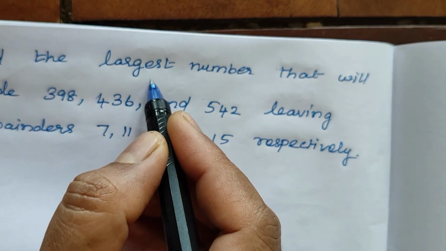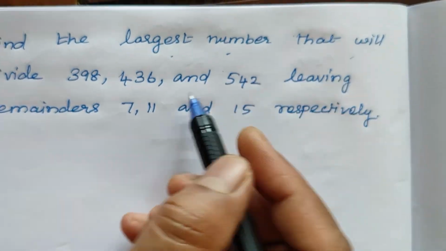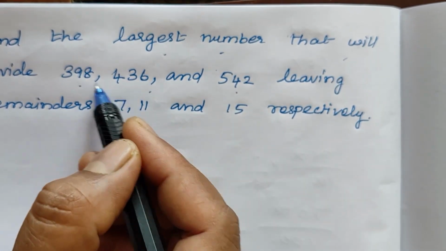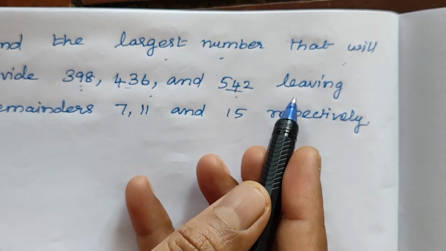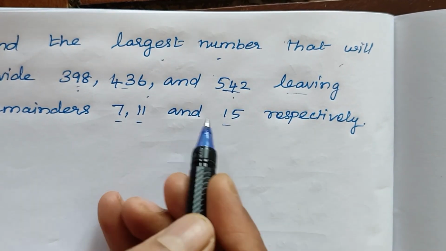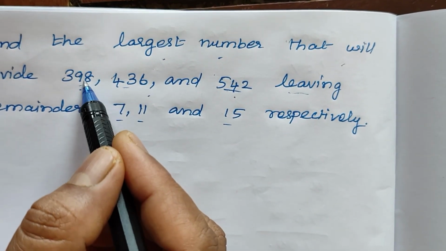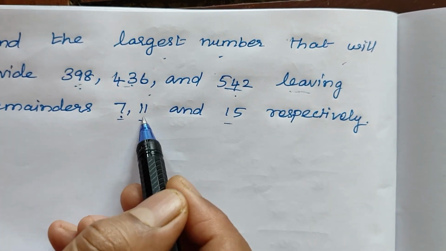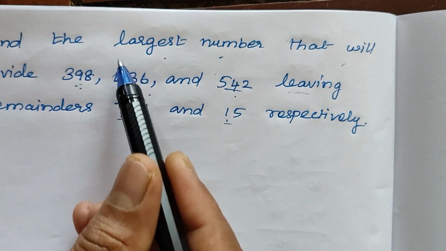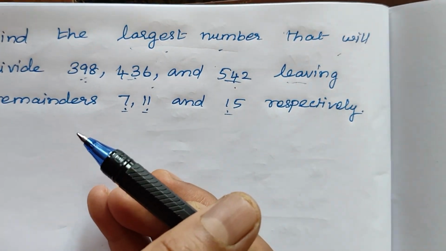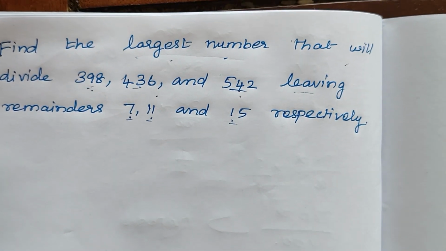Find the largest number that will divide 398, 436 and 542, leaving remainders 7, 11 and 15 respectively. So while dividing by this number, it gives the remainder 7, and this one 11, and 15. Here it is asked to find the largest number, so we are going to find the HCF of these three numbers.